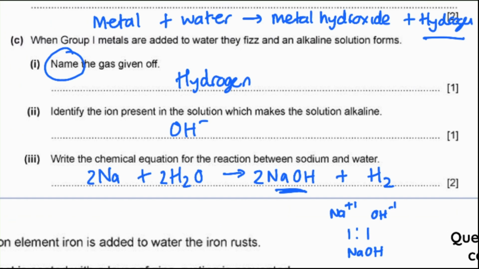Okay, if it was a group 2 metal, then of course the ratio would be different. Let's say it was calcium. We would have calcium as a 2 plus, and we would have OH as a 1 minus. So we would react in a 1-to-2 ratio. Therefore, we would have calcium, and then we would need to put our hydroxide in brackets and say we've got 2 of them to balance them out, because we need 2 1 minus to balance out 1 2 plus. Hopefully that makes sense.